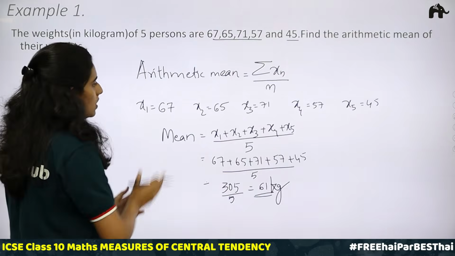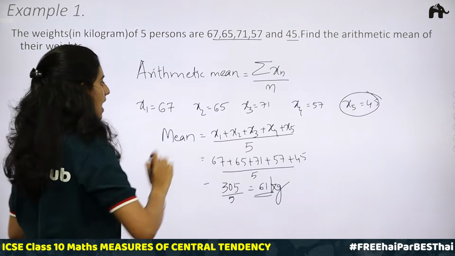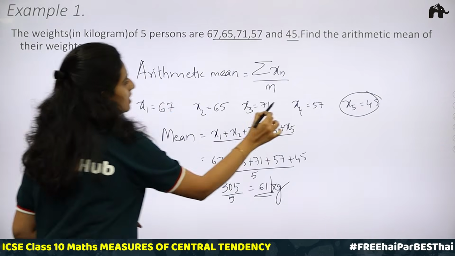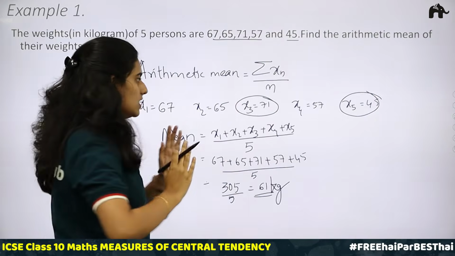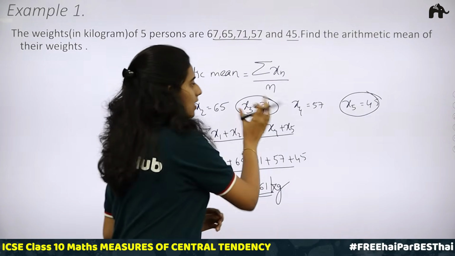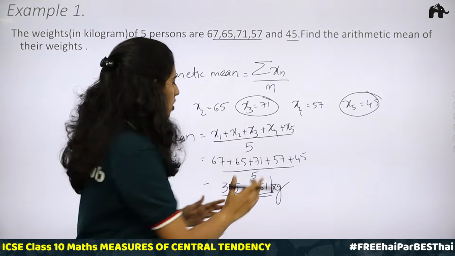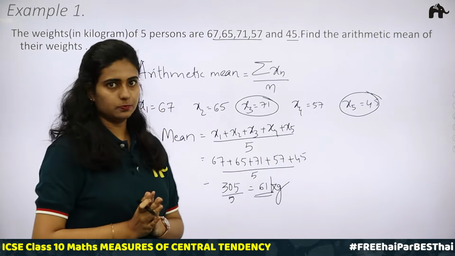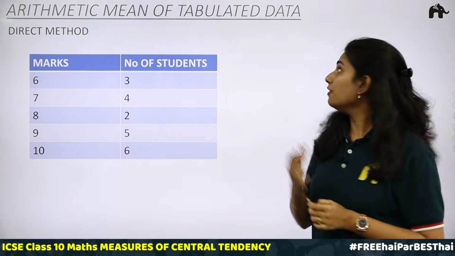Now check this value, which is the lowest value here. Here the lowest value is 45. And the highest value is 71. 61 is a number which lies between the highest value 71 and the lowest value 45. Okay, almost in the middle you will be having this value. Clear? Different methods can be used to find the arithmetic mean of tabulated data.